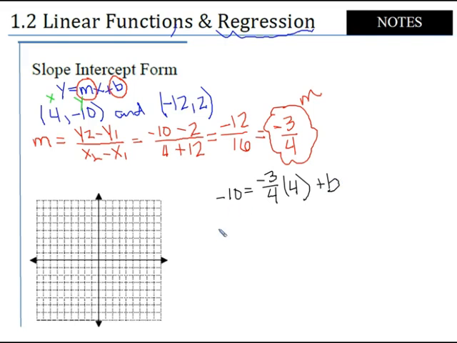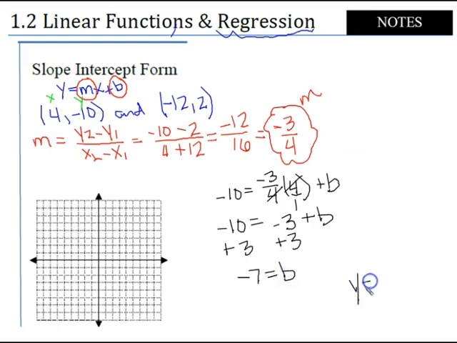Let's solve for b because that's the only thing we don't know. We can do negative 3/4 times 4. You can think about this as 4 over 1. Since we have a 4 in the denominator and a 4 in the numerator, those two cancel each other out. So we're just left with negative 3 over 1, which is just negative 3. To solve for b, we can add the 3 over, which gives us negative 7 equals b. So our overall equation is y equals negative 3 over 4 x, and if we plus b, we're adding a negative 7, which is the same as minus 7. So there's our slope-intercept form.